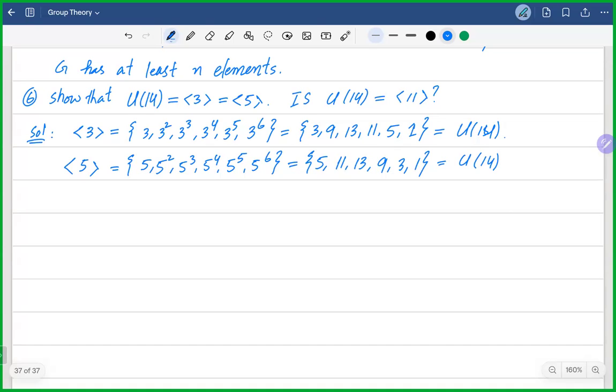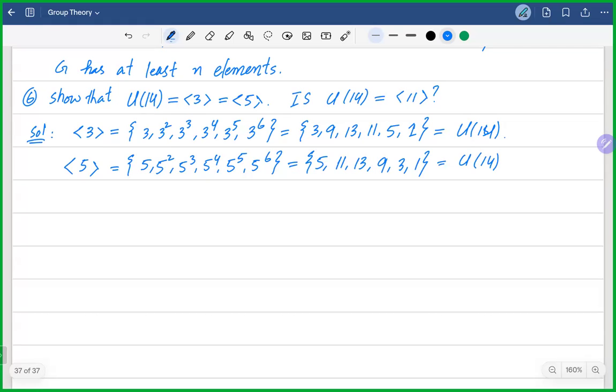Now remember what we are doing, let's say we have 5 square. As an example, 5 square is equal to 25. Now 25 under mod 14 is going to be 11. That's why 5 square is 11. And similarly, 3 cube, which is 27, is going to be 13 under mod 14.